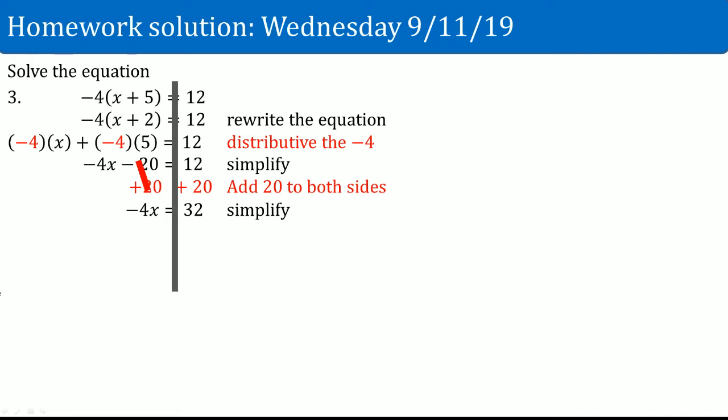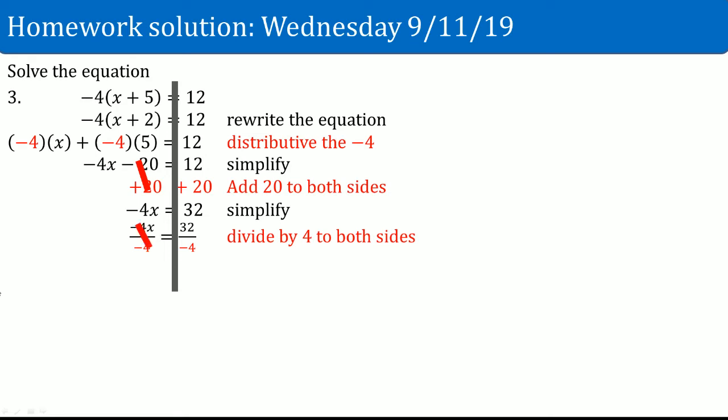What is attached to the x right now? It is a multiply by negative 4. Okay? A multiply by negative 4 is what is still next to the x. So you do the opposite or the inverse, which is to divide by negative 4. Notice I divide by the whole thing. I don't just divide by 4. I divide by negative 4, because that is what was attached to the x.